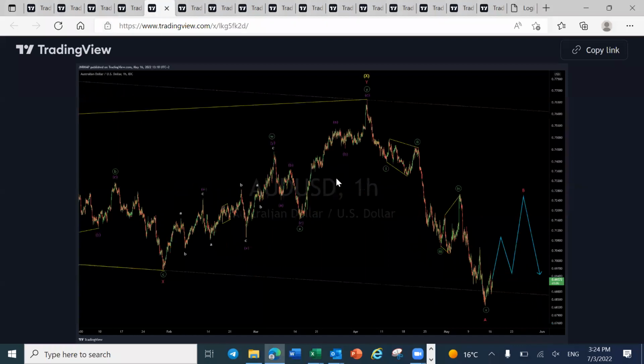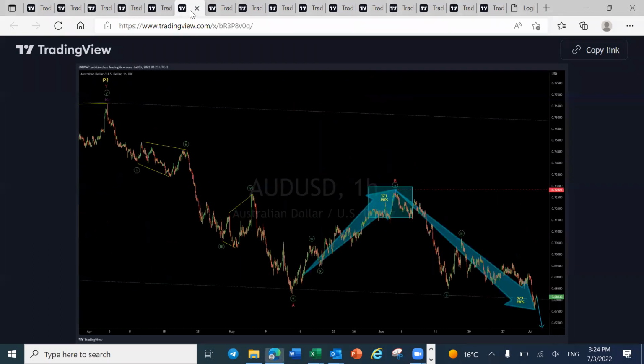All right. Aussie US dollar. This is a similar setup to what we had on pound US dollar as well, where we focused on 1, 2, 3, 4 moves. And then this is what we expected. So this is Aussie US dollar, and this is how it played out.